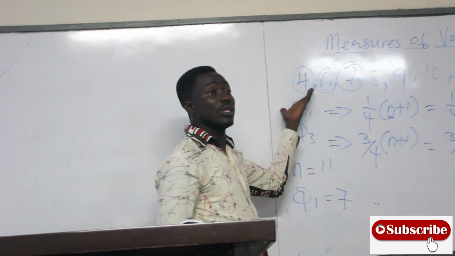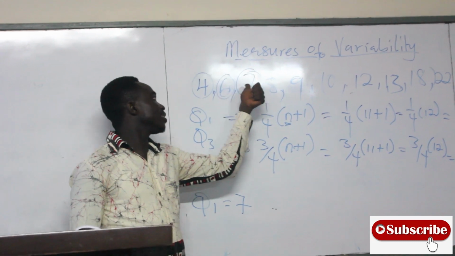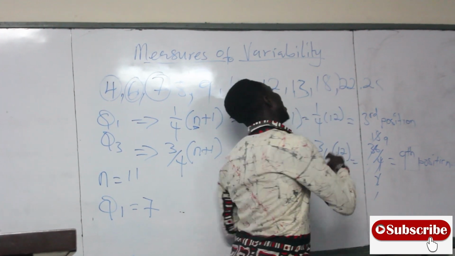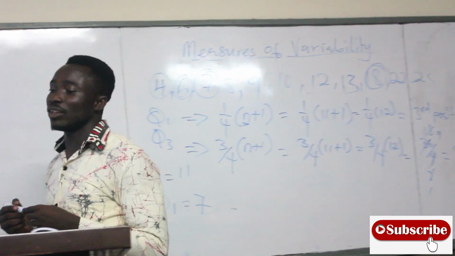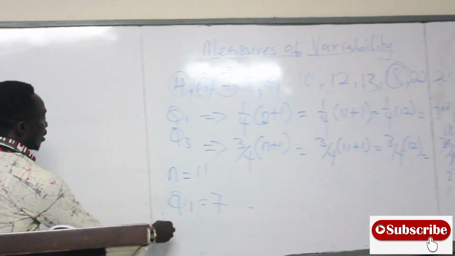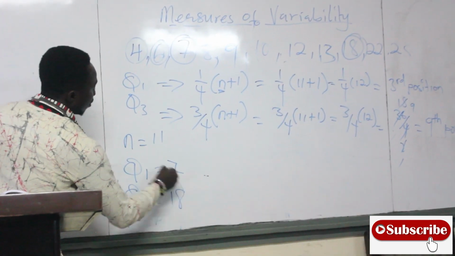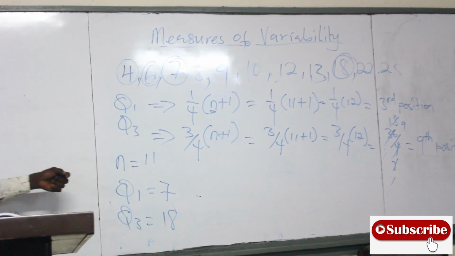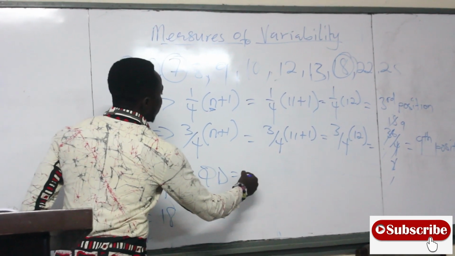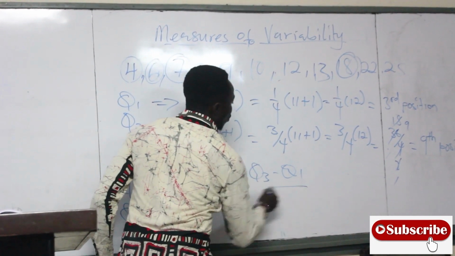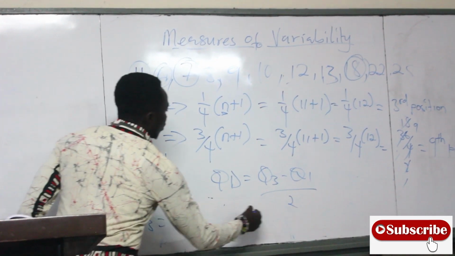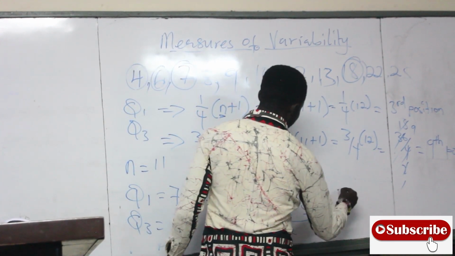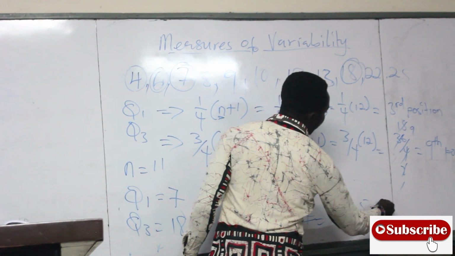Always we start from the smallest. So these are first, second, third, fourth, fifth, sixth, seventh, eighth, 9th. So you observe that the number 18 is on our 9th position. So our Q3 is equal to what? 18. Are we good? So to get our quartile deviation, we can therefore say that Q3 minus Q1 all over 2, which is 18 minus 7 over 2. You end up getting 11 over 2, which is giving us 5.5.